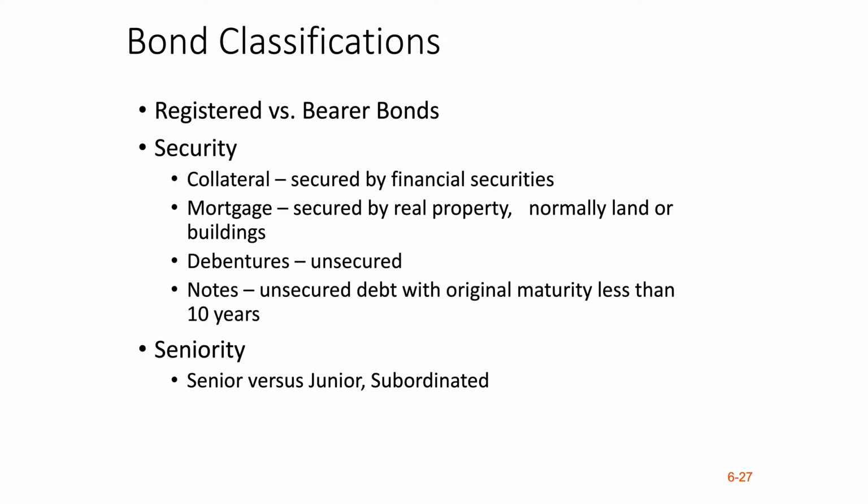Now, as for security, collateral is secured by financial securities. Mortgage bonds are another one. A mortgage bond is secured by real property, normally land or buildings. Now, if the bond is unsecured, we call it a debenture. The debenture is usually the riskiest bond because there is no security on it. As a result, you need to pay a high rate to offset the risk the lender is taking. Now, there is some confusion.